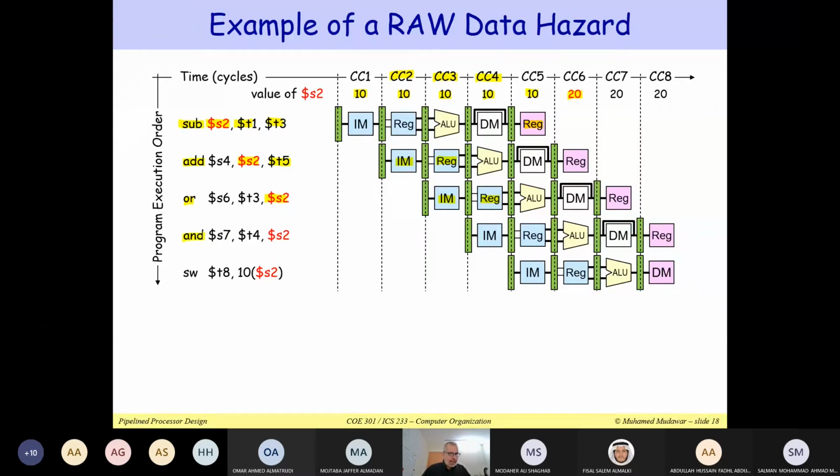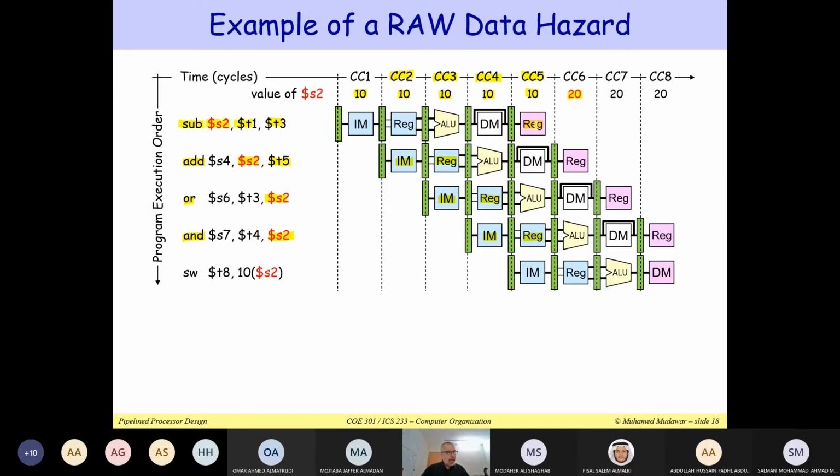The third next, the AND instruction, also wants to read S2. The AND instruction is fetched at clock cycle number 4, and during clock cycle number 5 it is going to read the value of S2. Notice what is happening at clock cycle number 5. The AND would like to read S2. The subtract is writing S2, but the reading and the writing happen at the same time.